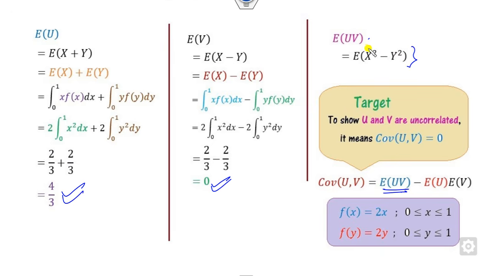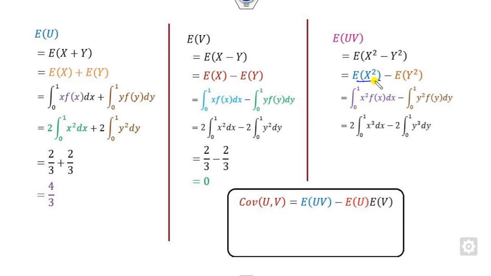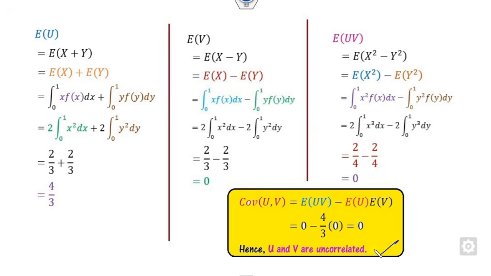When you take x into u into v, you will get x square. So you simply have to integrate x square of f x. What is the integration of this? It is nothing but 1 by 4. This is again 1 by 4. So the answer is 0. So substitute all these values here. You will get this as 4 by 3. The answer is 0. It means they are uncorrelated.